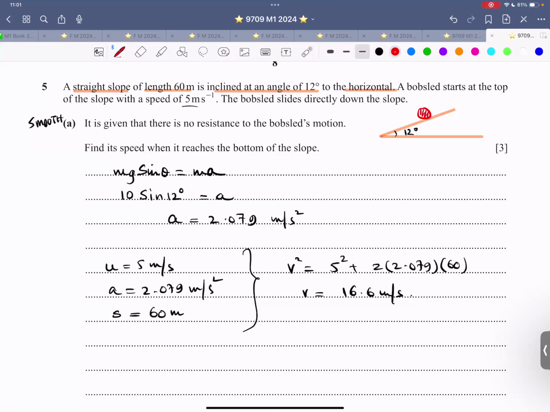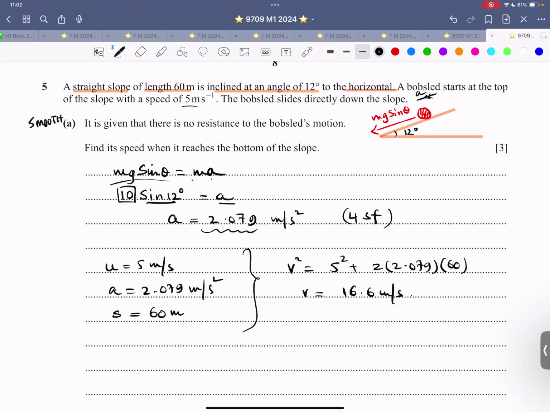If this thing is sliding down, the weight component along the slope is mg sine theta. There is no resistive force, so it's accelerating down. So the resultant force is mass into acceleration. M cancels out. G is 10. 10 sine 12 equals a. This is 2.079, which is 4 significant figures. If they were asking to round it off, then I would round it off to 3 SF.